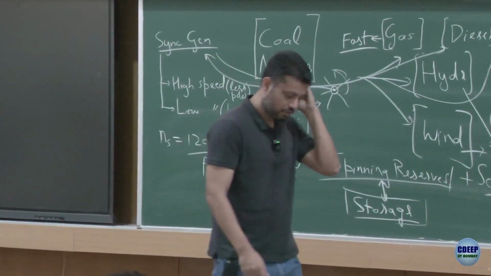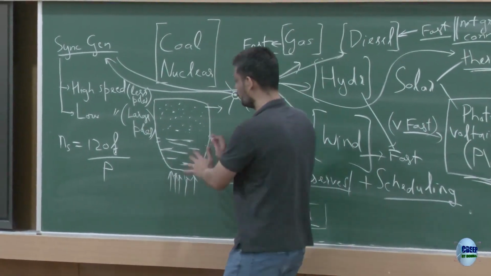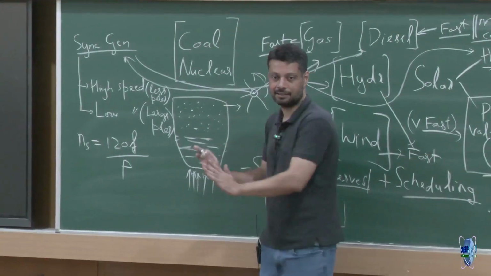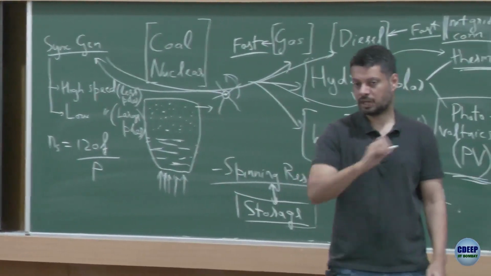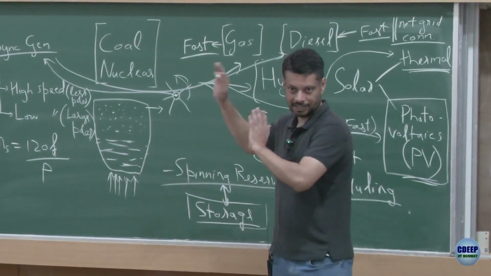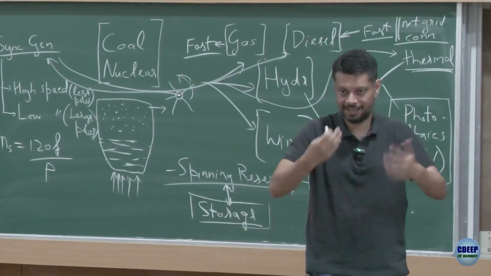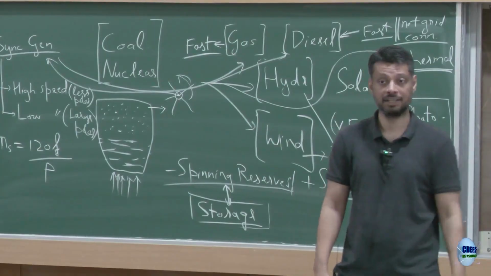Spinning reserve means you have a generator which is spinning. You have the steam built up, the water boiling, all the systems set in, and it's running. It's not producing any power, but it can produce power really fast because the steam is already there, the rotor is already rotating, everything is already set up. It's spinning, but it's in reserve, it's not producing power. That's what we call spinning reserve.